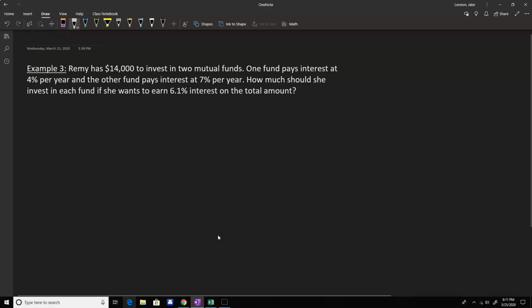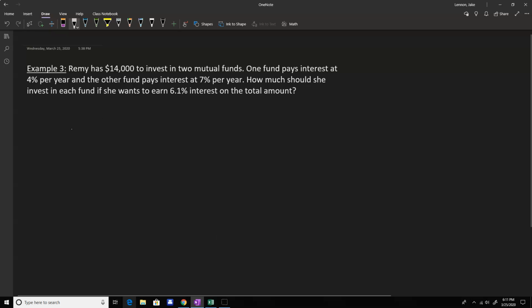Okay, so this is another common one where you have components of investments. In this one, the one thing I'll point out is that we have two percentages involving the earnings. So remember, whenever we're working with percentages and equations, oftentimes we want to convert those to decimals. So 7% we're going to convert to 0.07, and 6.1% we're going to convert to 0.061.